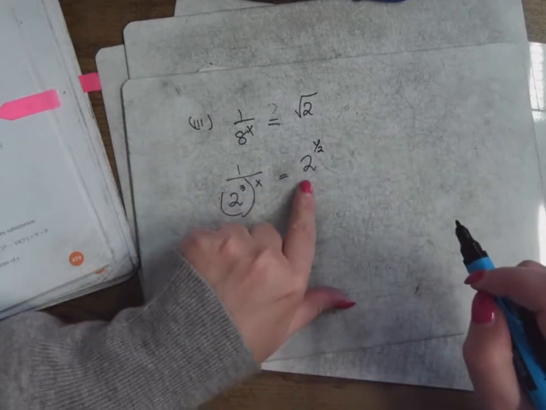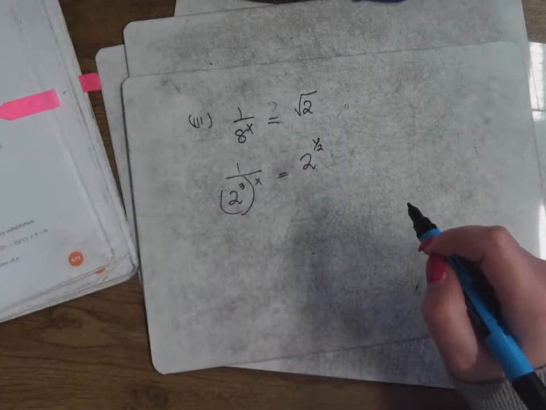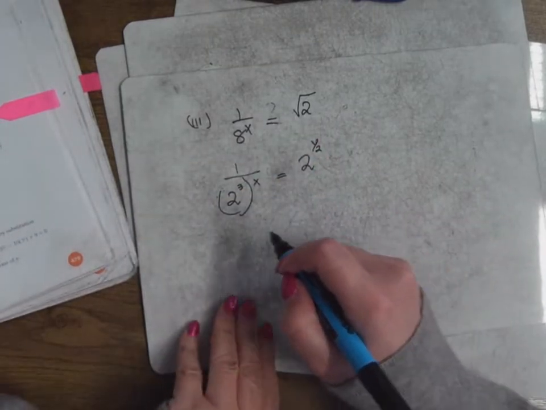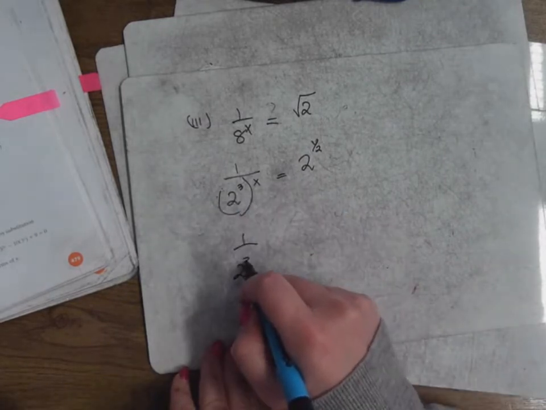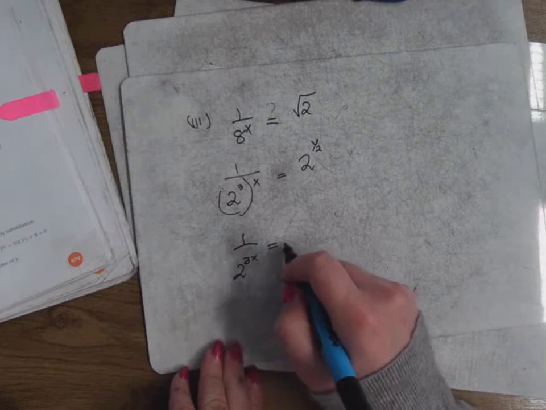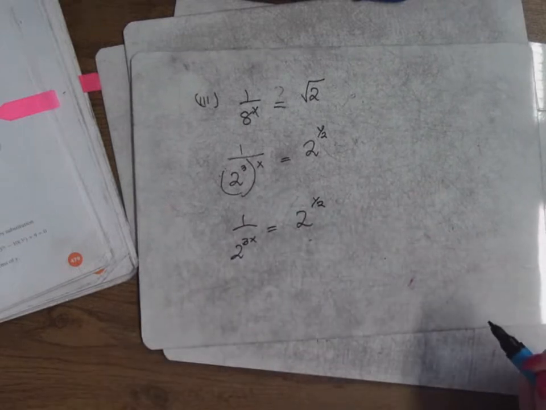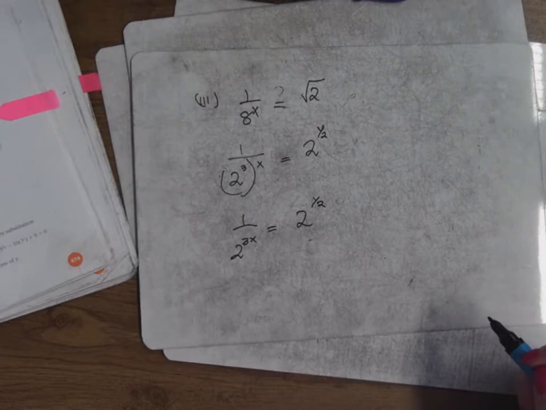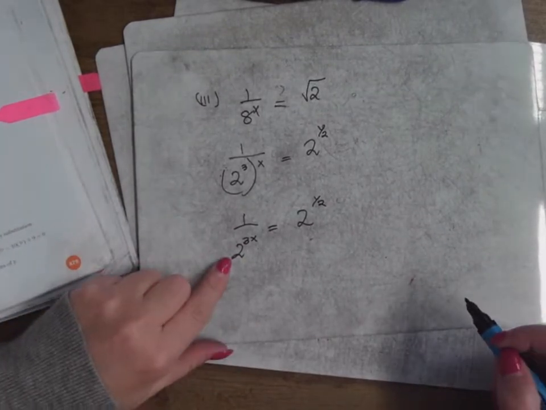Okay, that's something you learn, that square root is to the power of a half. That isn't going to jump into your head, you need to remember that. Okay, that's 1 over 2 to the power, raising a power to a power, you just multiply, so that's just 3x equals 2 to the power of a half. Now I have 1 upstairs and 1 downstairs, so I need to bring the downstairs up or the upstairs down, either or. So I'll bring the downstairs up.